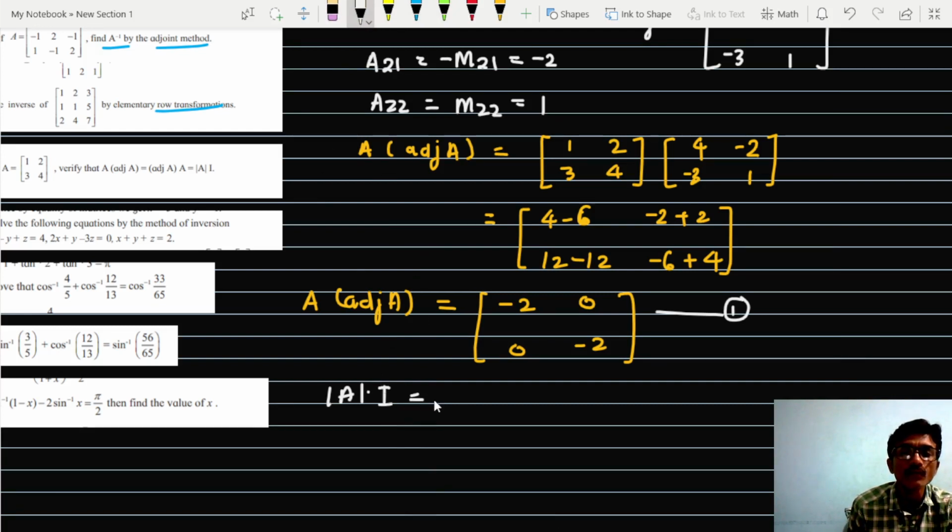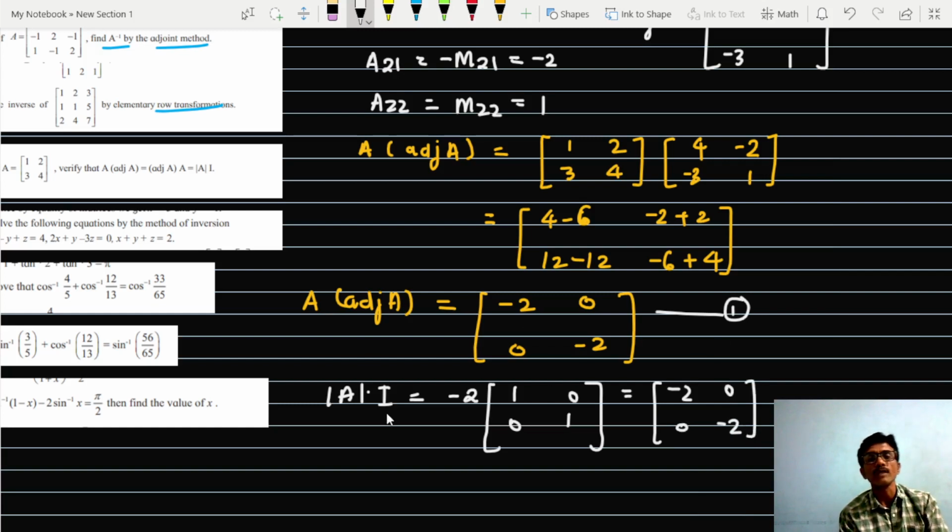Determinant of A into I. So what is our determinant of A? It is minus 2. Identity matrix is 1 0 0 1, and that will give us minus 2 0 0 and minus 2. Yes, we are getting that A into adjoint of A is determinant of A into I.